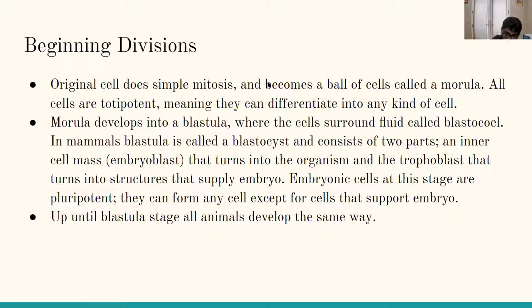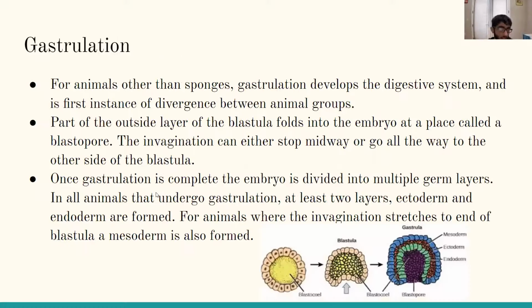And up until the blastula stage, there are no major differences between animals, but there is one tiny difference in the way cleavage occurs, which I will talk about later because it's pretty important later on. And now we have probably the most important process in all of animal development, which is called gastrulation. What gastrulation does is it develops a digestive tract. And the reason it's so significant is that it's also the first instance of divergence between different animal groups.